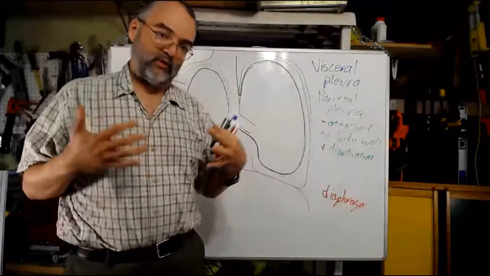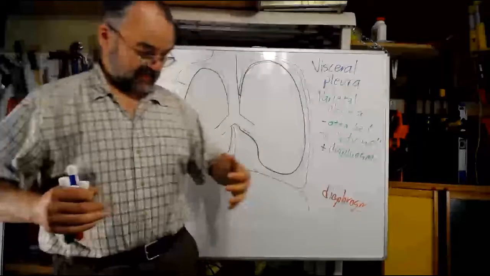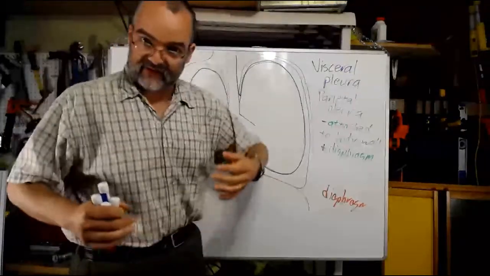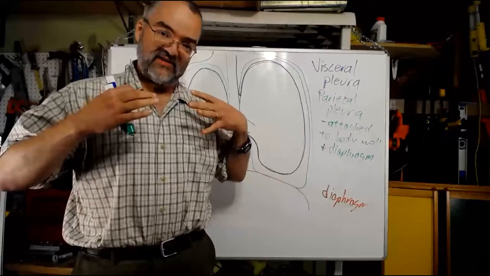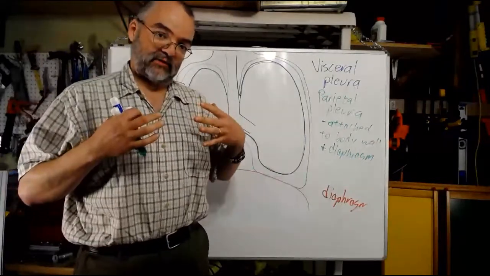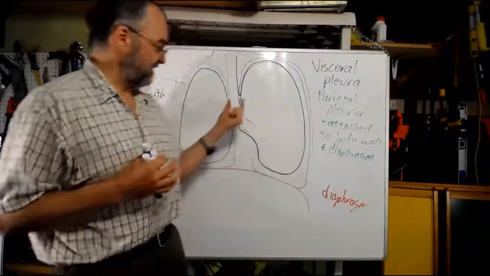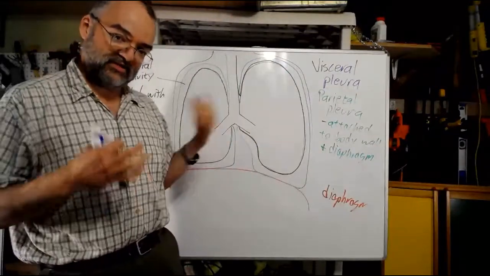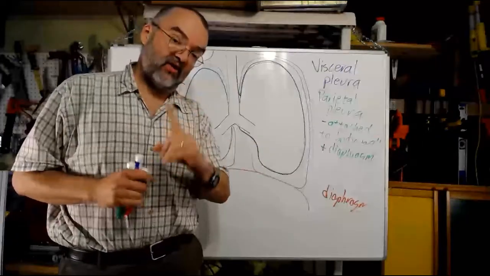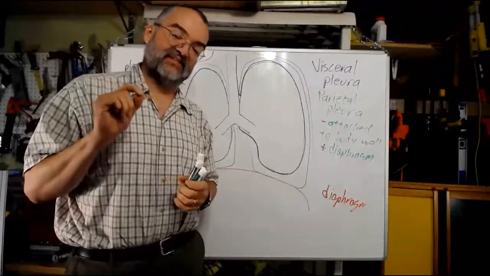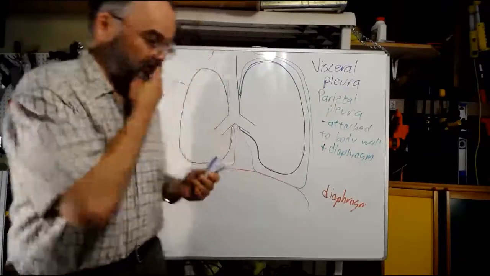That pleural fluid is a lubricant, so that as I move my thoracic cavity around, the lungs can slide around a little inside that pleural cavity. They're not actually connected to anything except here in the middle, which gives them some movement. But it also is going to act like a suction cup. And here's how that works.